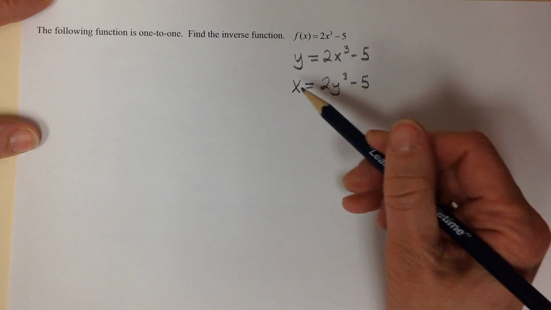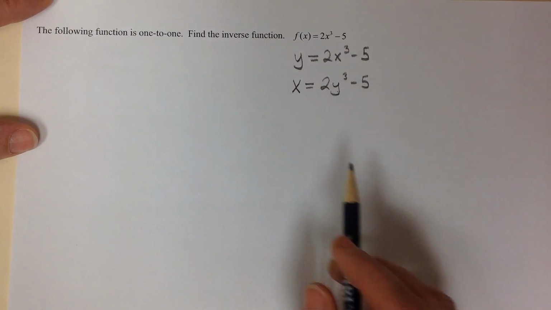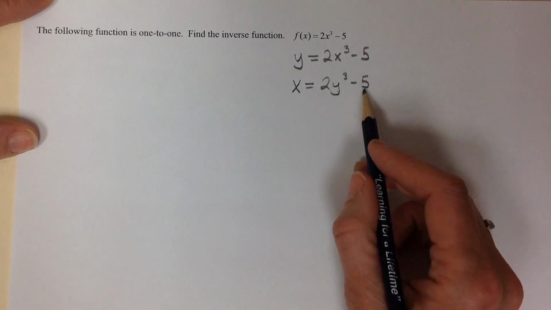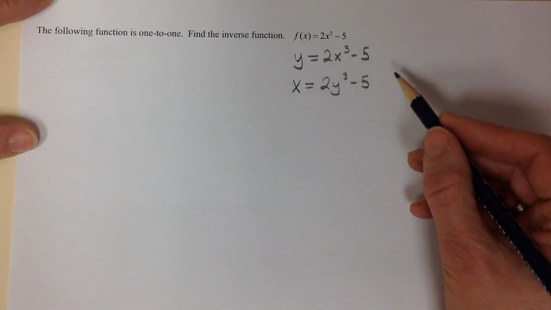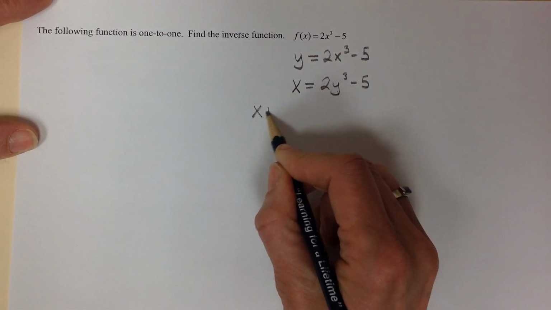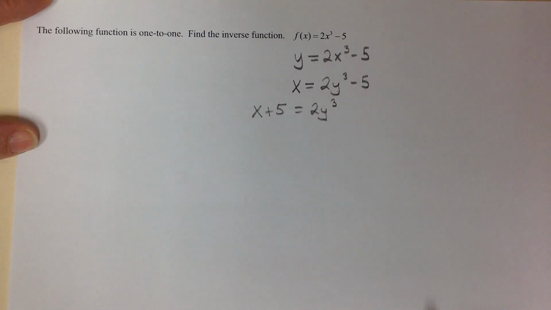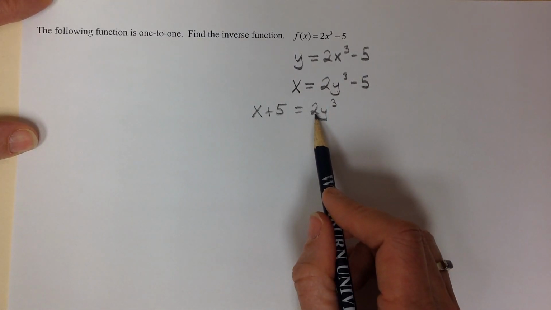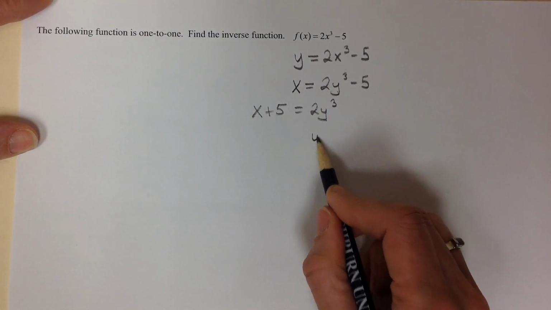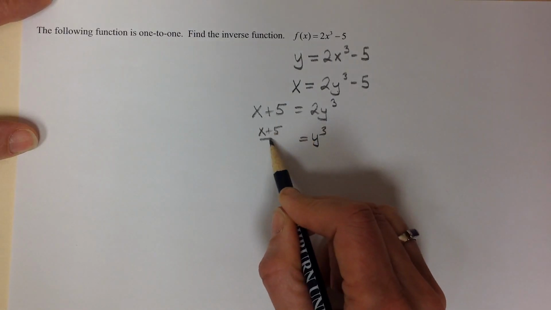Now what's left to do is rearrange this equation to get y all by itself. There's a couple ways I can work the algebra on this one, so let's show both so that you see that either one would be fine. First step, I've got to start with adding 5. So x plus 5 equals 2y cubed. Okay, now I can divide both sides by 2 to leave me with y cubed equal the quantity x plus 5 over 2.